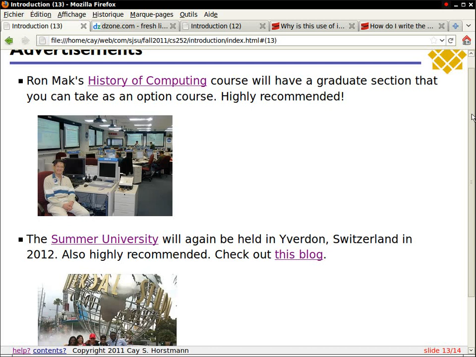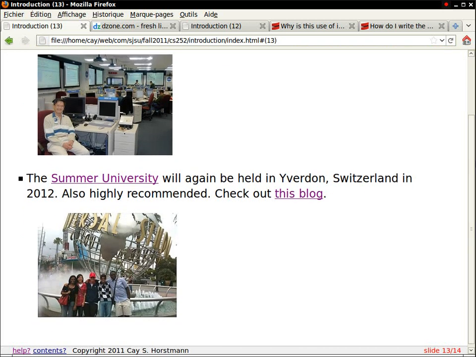And then the other thing is the summer university that we're having every year, and it alternates. Sometimes it's in Switzerland, sometimes it's here, sometimes it's in Long Beach. It was in Long Beach last summer, and next year it's going to be in Switzerland, Yverdon. It's this kind of odd thing. The Swiss government funds a large part of it because they want their students to have more international experience.